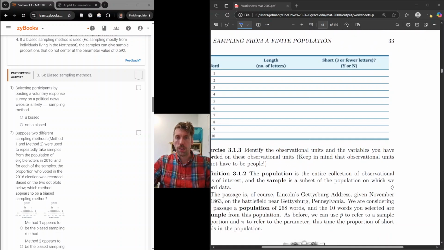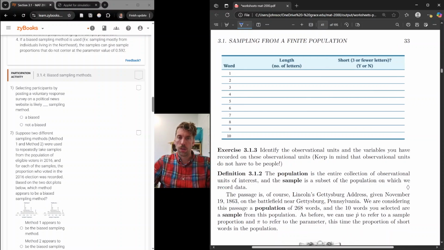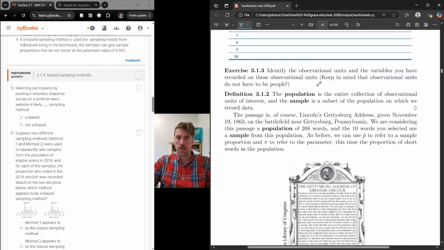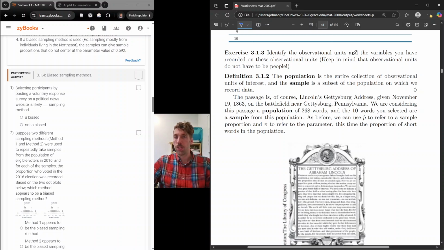So then here you should have written down all 10 words you had, and then determine the short or long. So then number 3, identify the observational units in the variables. So remember, observational units are often people in a survey, but not here. So the observational units tend to be like the rows of a spreadsheet that you're writing stuff down on.